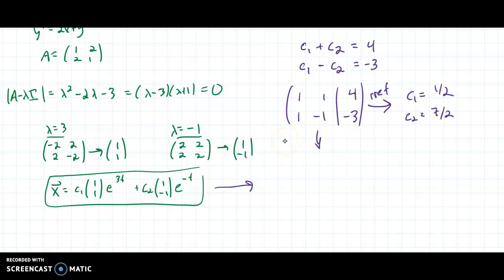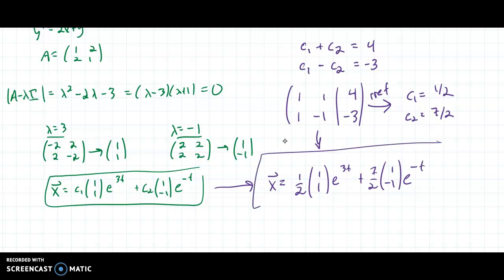Bam, I get x equals 1/2 times 1 e to the 3t plus 7/2 times 1 e to the negative t. What this does for me, really, in this class, is it lets us focus on the calculus side of things and not worry about solving all these systems. You should still be okay with solving systems, especially two-variable systems by hand. But for now, for the purposes of what we're doing in this course, you can use these tricks with your calculator.